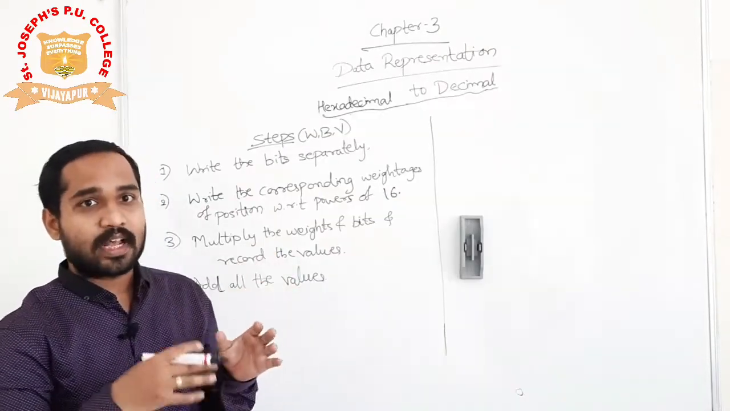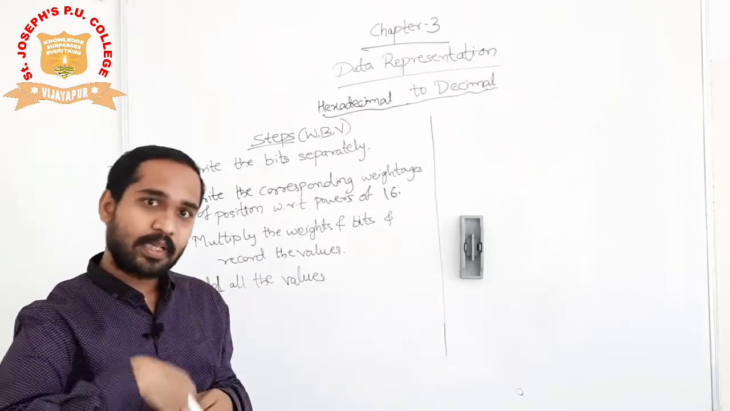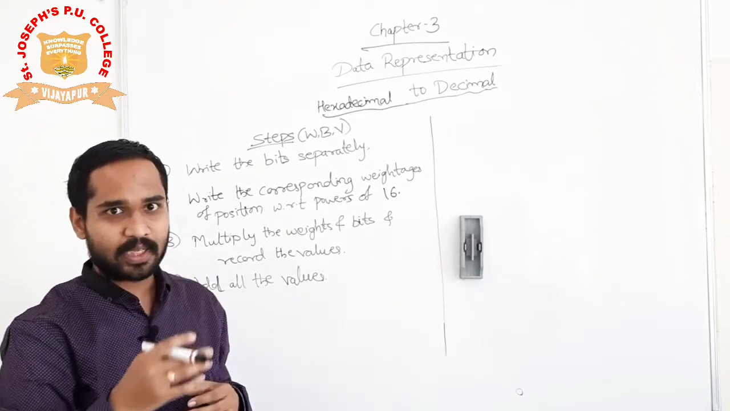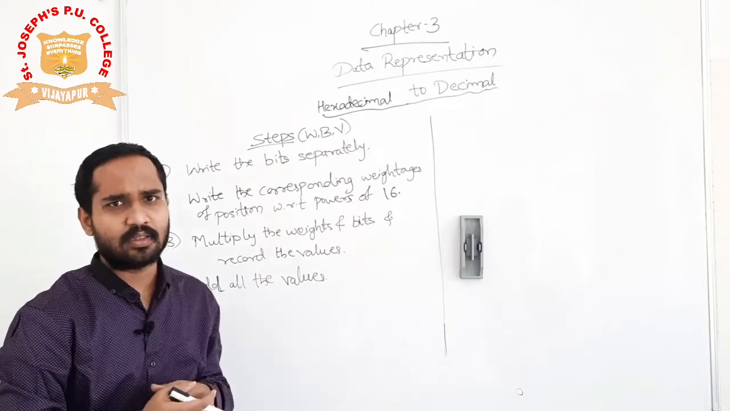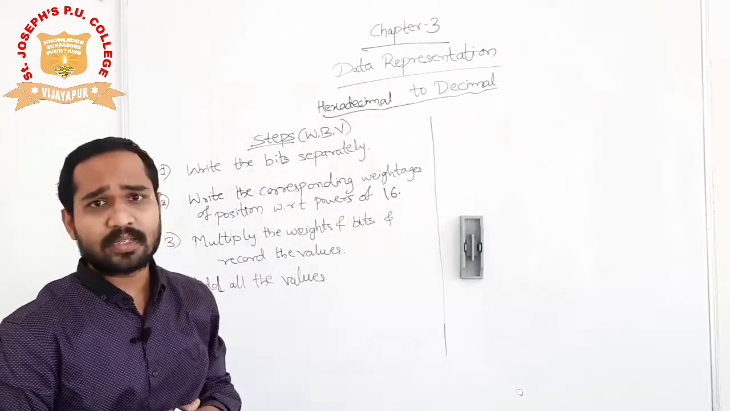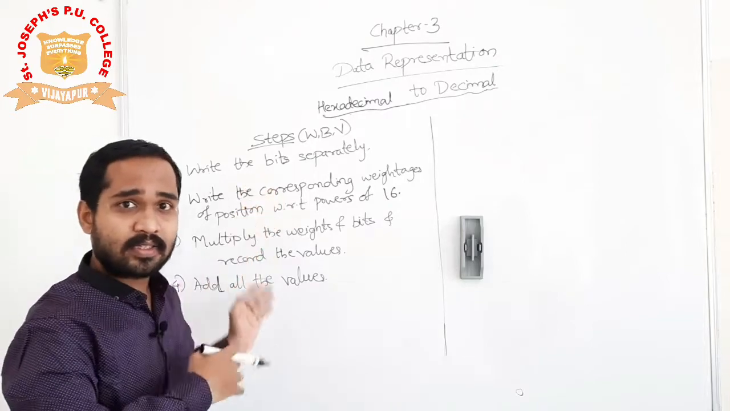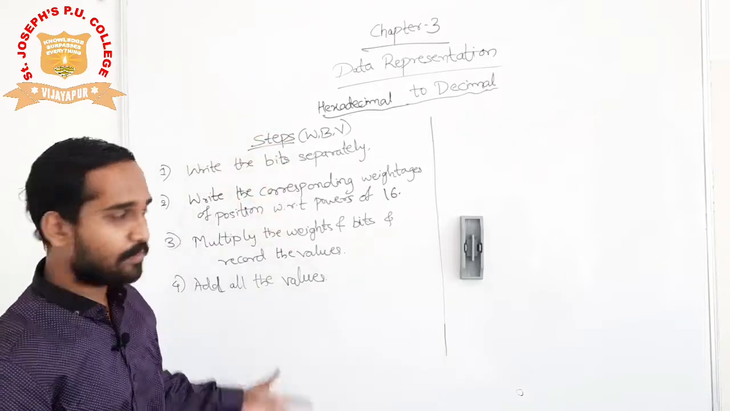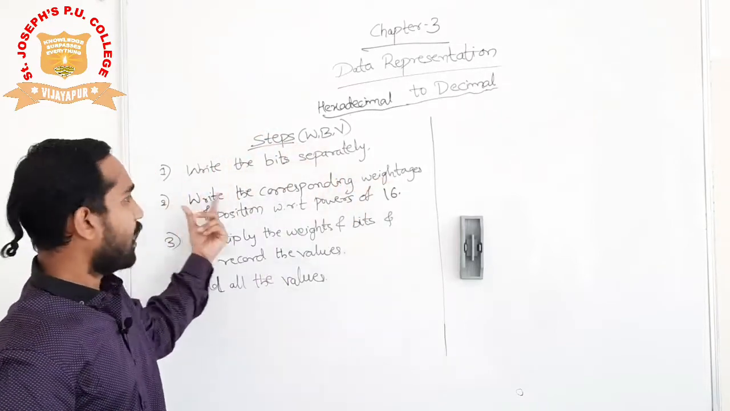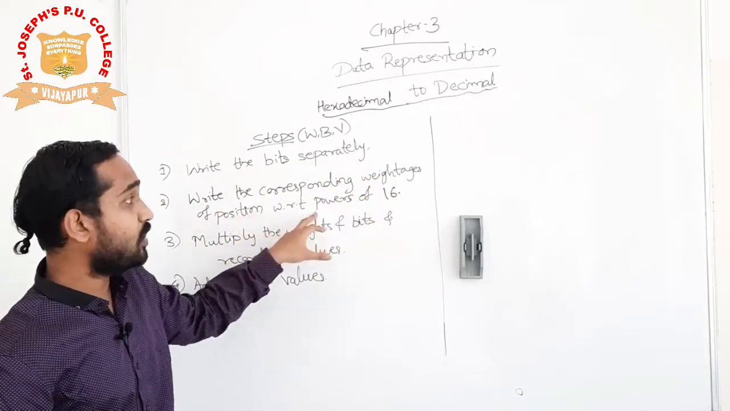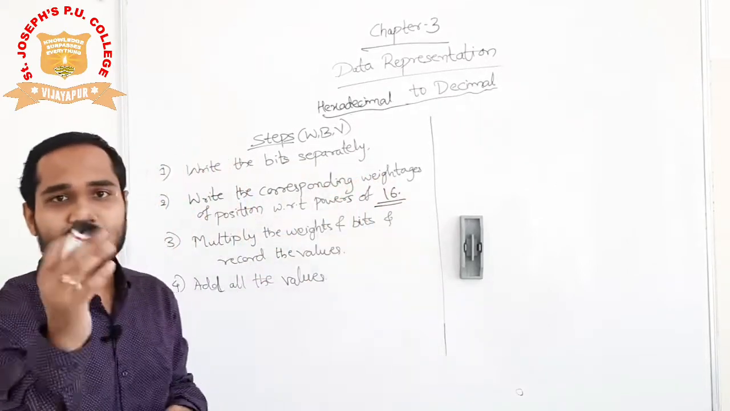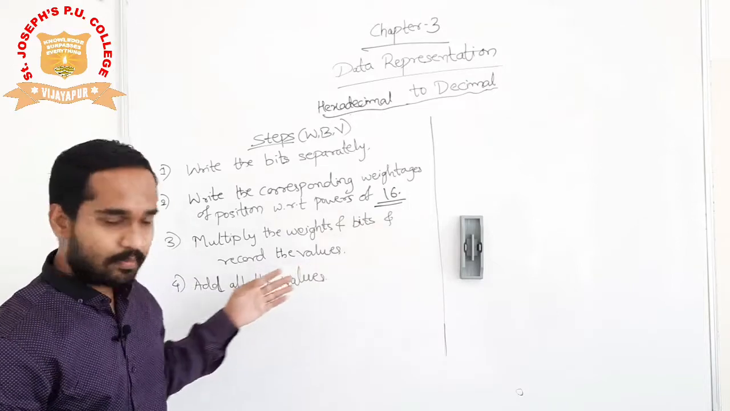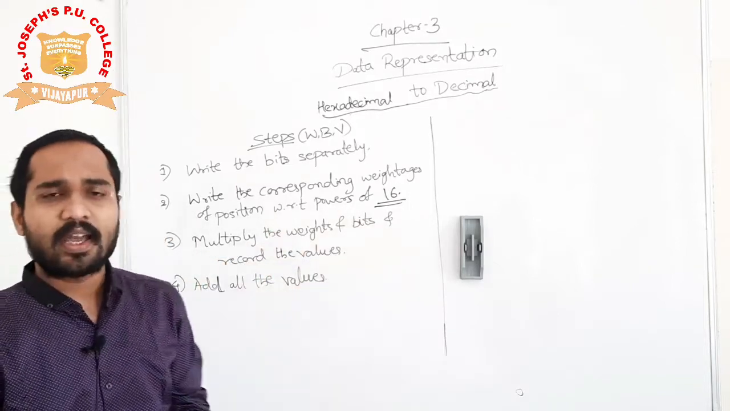Now let us come to the last part of this discussion, that is hexadecimal to decimal. We have learned decimal to hexadecimal by factorizing, which means dividing by 16. But now, for hexadecimal to decimal, any other system to decimal always uses the WBV, weights bits values method. So the steps remain the same. Write the bits separately, write the corresponding weightages of positions with respect to the powers of 16, because it is a hexadecimal number. The base of the hexadecimal number is 16. Multiply the weights and bits and record the values, finally add all the values.